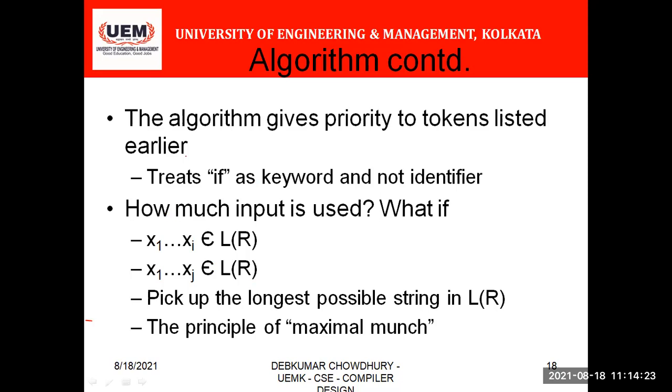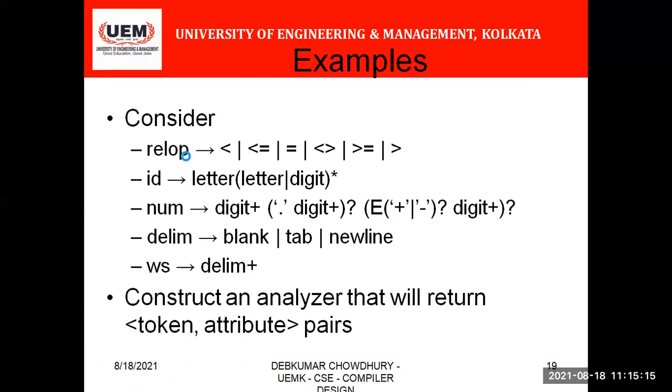How much input is used? What if x1 to xi belongs to L of R and x1 to xj also belongs to L of R? Then you should pick up the longest possible string present in L of R, and this is the principle of maximal munch. That is, pick up the longest possible string in L of R. How much input is going to be used? We pick the longest possible string from L of R and observe how much is maximally accepted from that string.